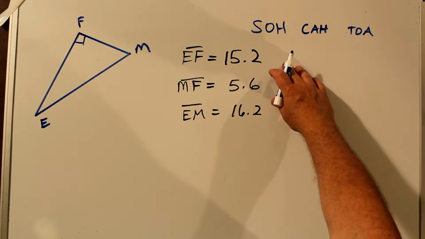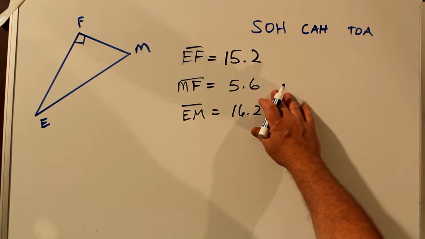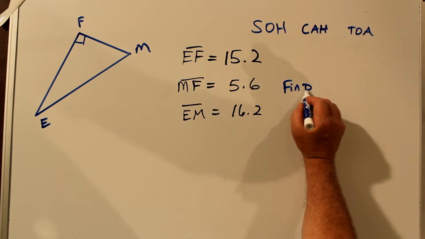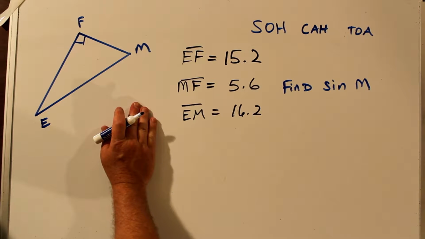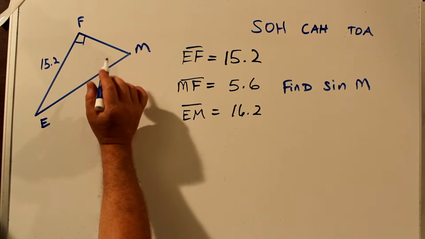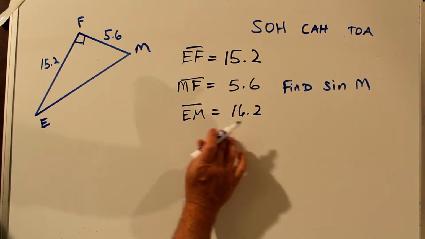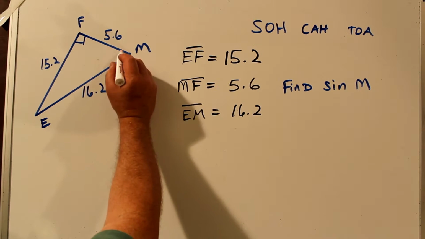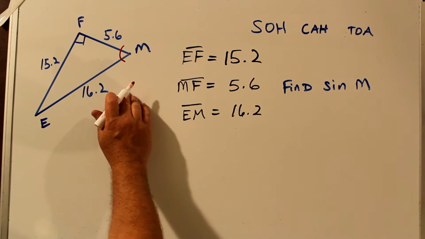Given the lengths of the three sides of a right triangle, 15.2, 5.6, and 16.2, let's find the sine of angle M. We'll write in the lengths of the sides that we know. EF is 15.2, MF is 5.6, EM is 16.2. We're looking for the sine of angle M, and the sine is the opposite over the hypotenuse.